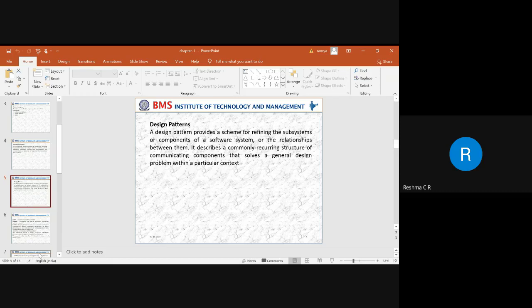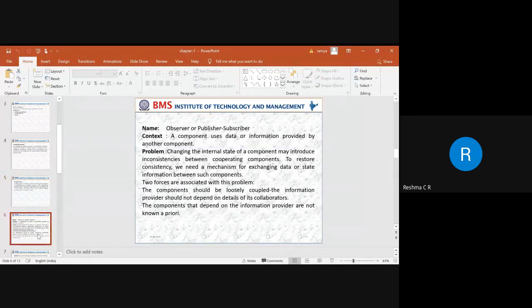It describes commonly recurring structures. So how are we trying to solve? What is the context that we have taken? What is the problem that we have taken? Depending upon that, we need to identify the design pattern.